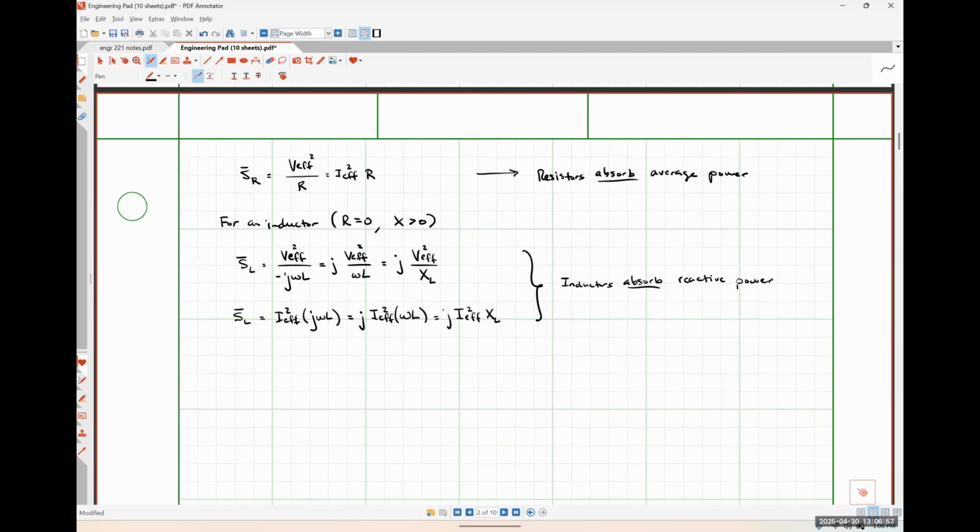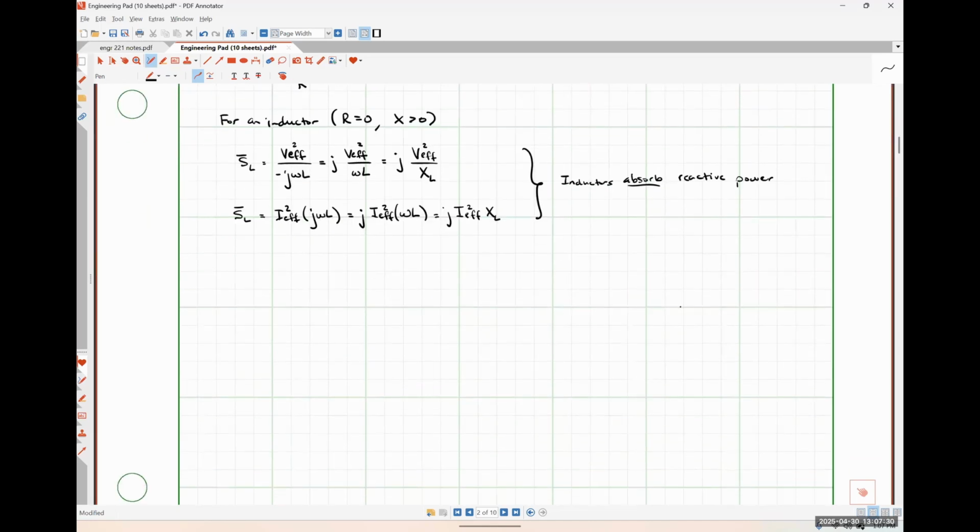So we only have reactive power when we have a pure inductance, and it should be very obvious to see that I effective squared multiplied by XL or V effective squared divided by XL will always be a positive number because the square of our effective voltage or current is positive. And by definition for an inductance, the reactance is a positive quantity as well. So that's why we have only the absorption of reactive power.